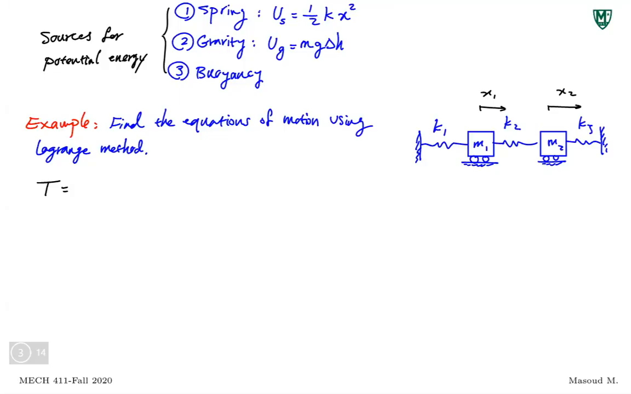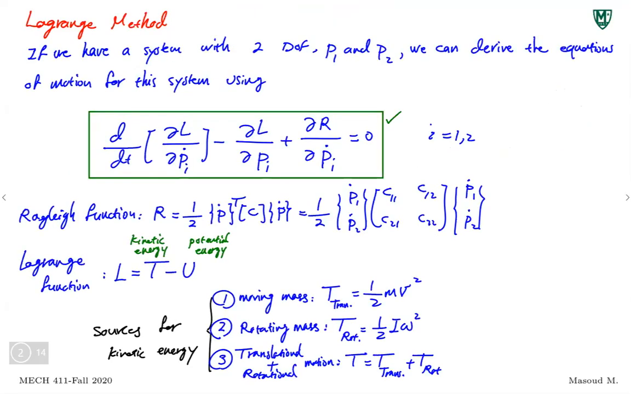From all these sources for kinetic energy, I have a moving mass, or translational mass. So I have 1 over 2 mv squared. There is no rotation there. Right? Masses are just going back and forth. So there is no disk rotating or some ball rotating. There is no pendulum rotating around a specific point. So there is no rotation there.